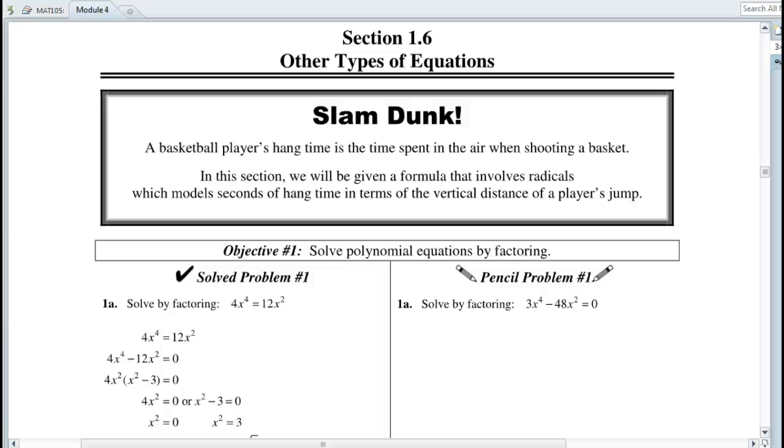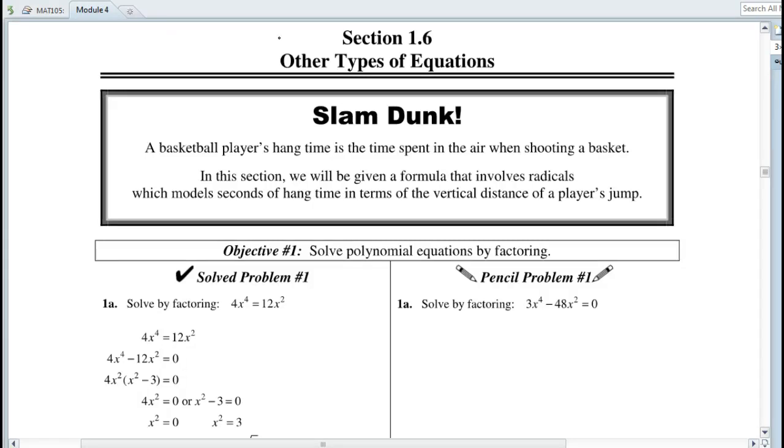So today we'll be tackling the last two sections in Module 4, 1.6 and 1.7. Section 1.6 focuses on other equations of the quadratic type and also ones with absolute values, and then 1.7 focuses more on inequalities. So let's just get started and work through this.